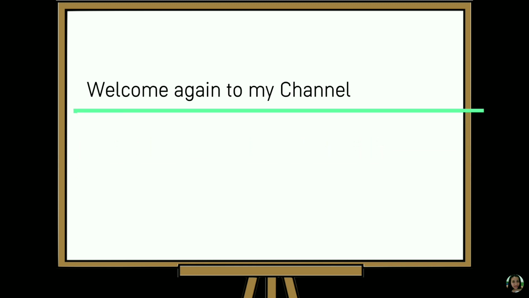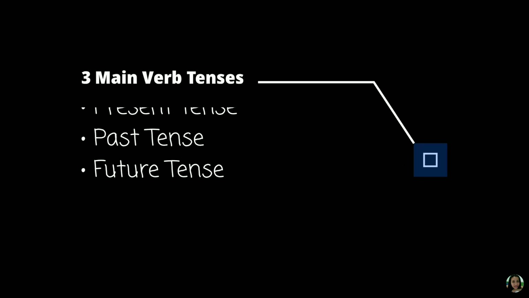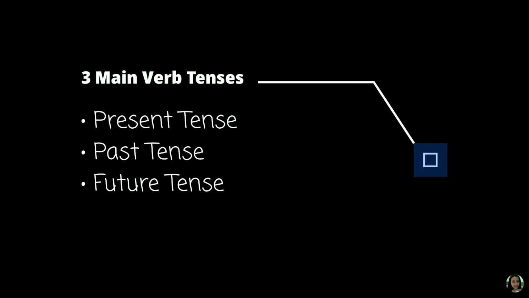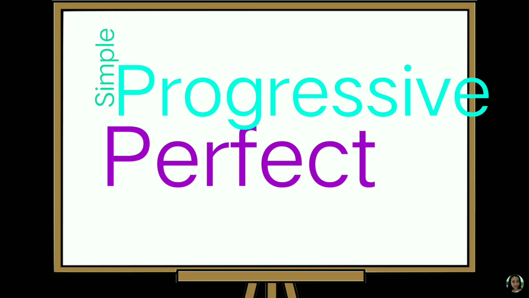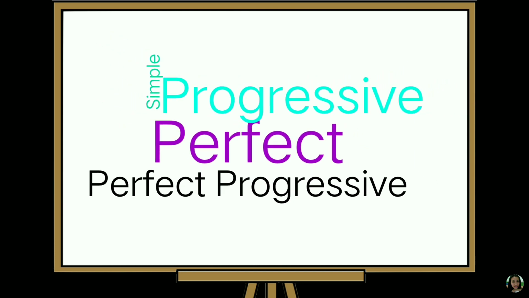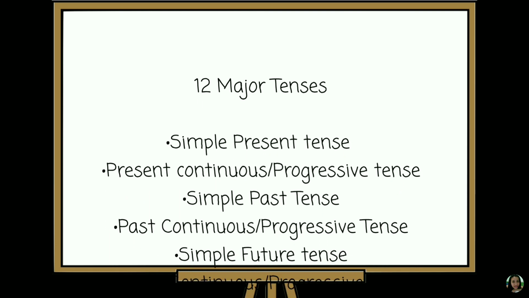In today's video, I'll be talking about types of tenses. There are three main verb tenses in English: present, past, and future. The present, past, and future tenses are divided into four aspects, such as simple, progressive, perfect, and perfect progressive. There are 12 major verb tenses that English learners should know.